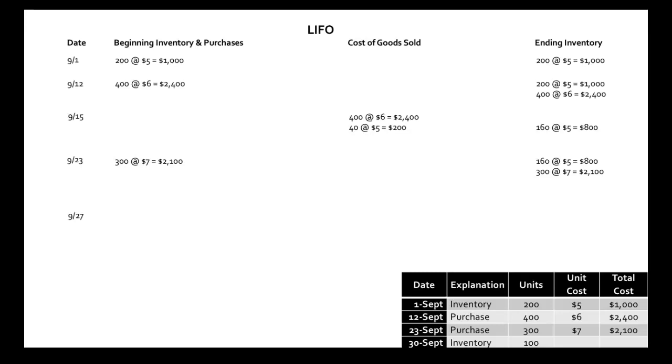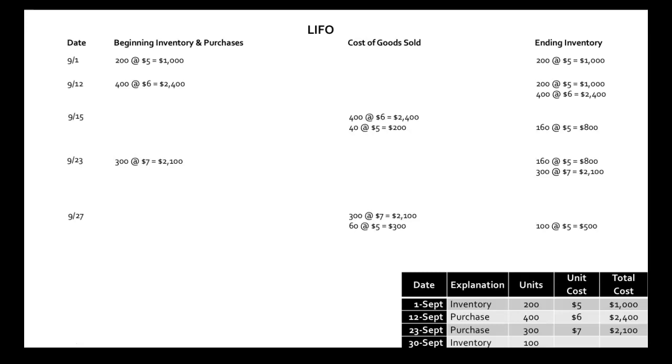Now we work on to September 27th, and on that day we sell 360 units. So how are we going to show this? Well, last in, first out, right? So the last inventory to just come in were those 300 units at $7. We're going to sell all of those. So we sell all 300 of those, and then we need to dip back into our units at $5 a piece and sell 60 of those at $5 a piece.